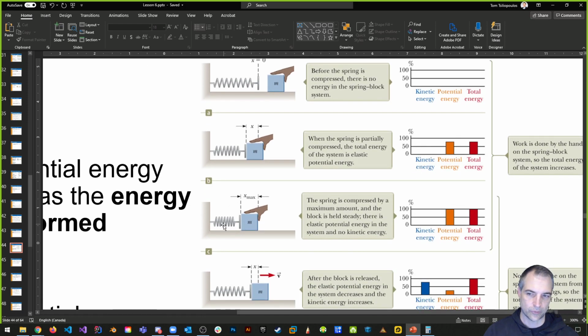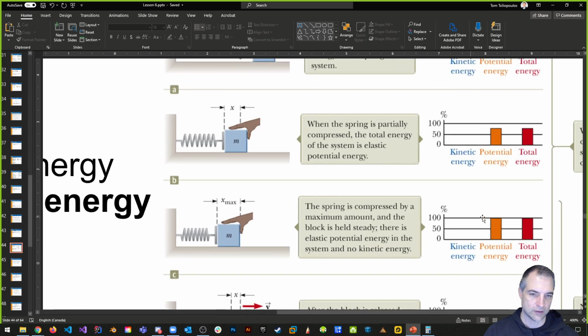As I continue to apply my work in a specific position, I keep on compressing it until I can't compress it anymore. Maximum compression, we'll say. When we've reached maximum compression, the total energy built up in the system is max at 100%. Notice that the potential energy meter is completely high. Kinetic energy is still zero. Why? We don't have any energy of motion. So therefore, it's all potential energy.